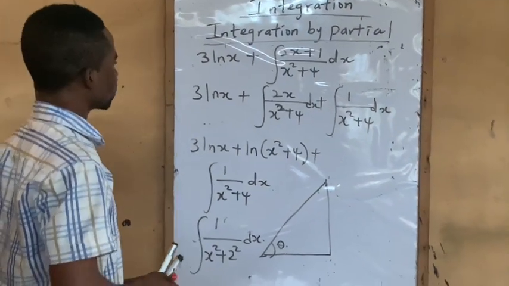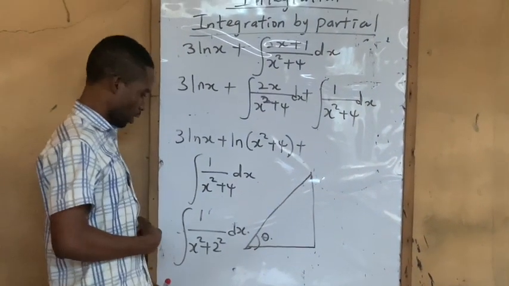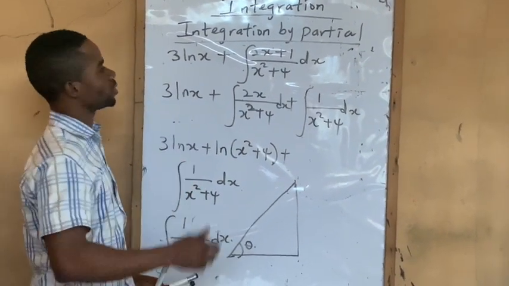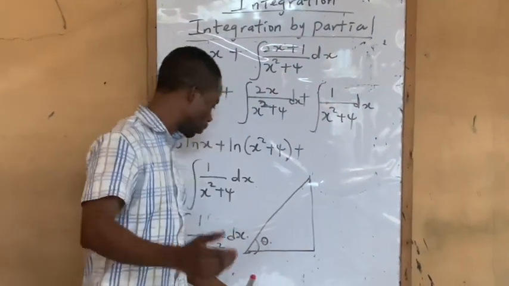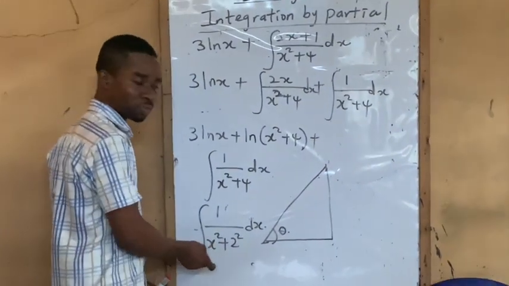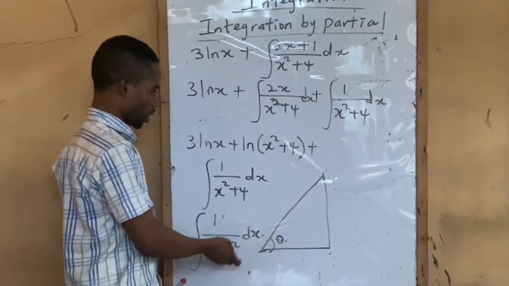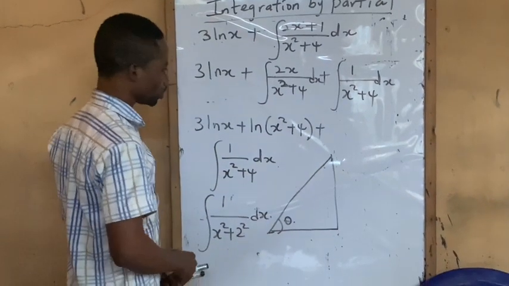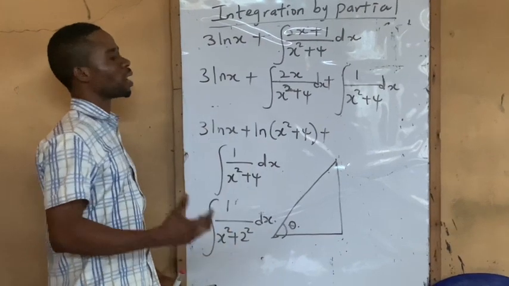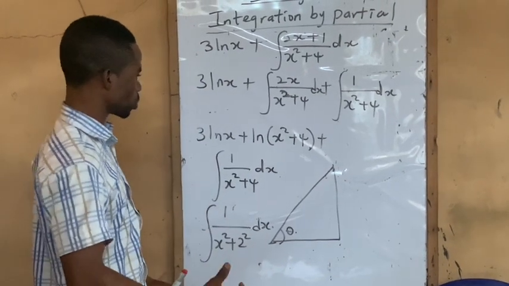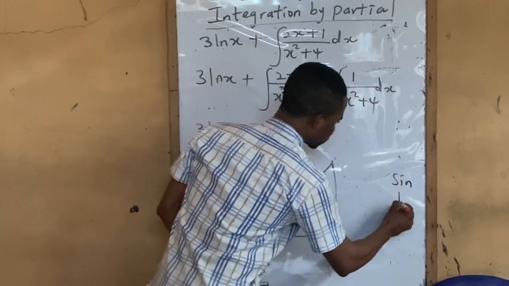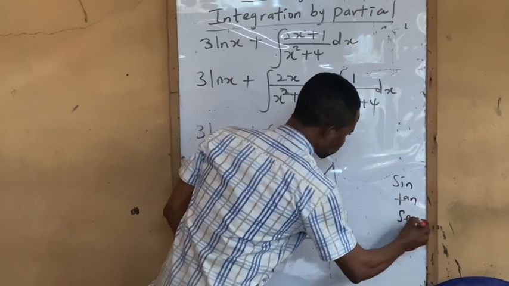Now, without wasting our time, we can also say that this will be our hypotenuse side. Like all this, I put hypotenuse squared equals opposite squared plus adjacent squared. For me to have plus and both of them in square, definitely this is my hypotenuse side. And don't forget, in integration by substitution, trigonometric substitutions, we work with sine, we work with tan, and we work with sec.